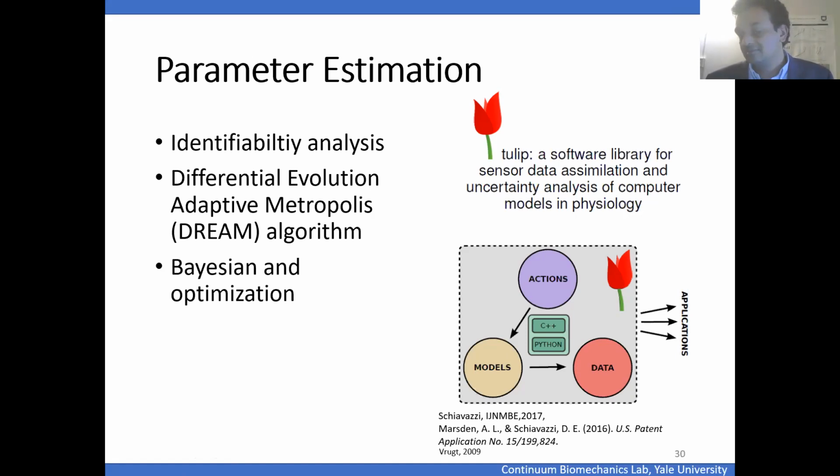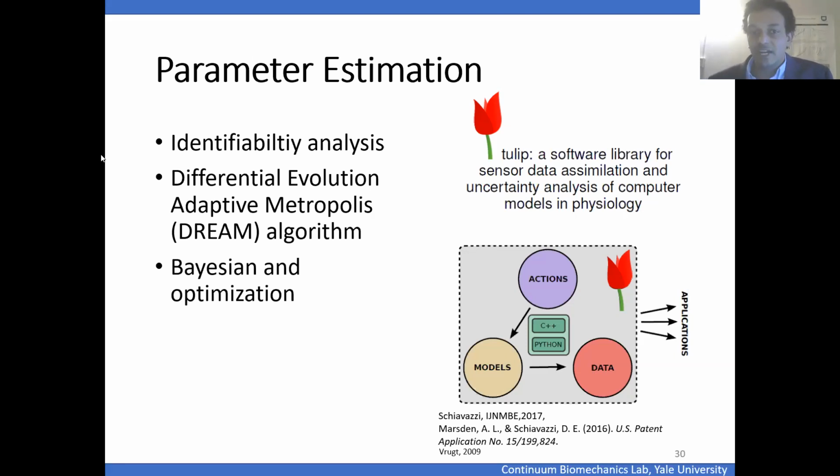There's a method called DREAM, which is differential evolution adaptive metropolis algorithm that works pretty well for high dimensional parameter spaces and rapidly varying response surfaces and multiple minima and maxima.